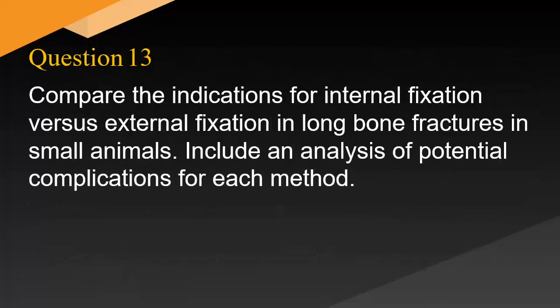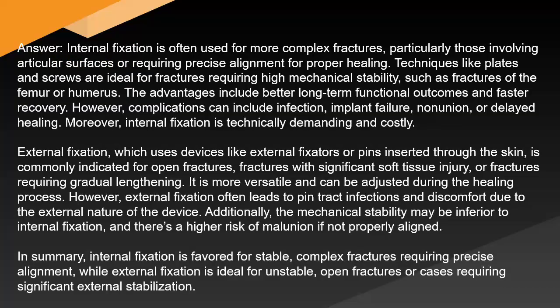Compare the indications for internal fixation versus external fixation in long bone fractures in small animals. Include an analysis of potential complications for each method. Answer: Internal fixation is often used for more complex fractures, particularly those involving articular surfaces or requiring precise alignment for proper healing. Techniques like plates and screws are ideal for fractures requiring high mechanical stability, such as fractures of the femur or humerus. The advantages include better long-term functional outcomes and faster recovery.